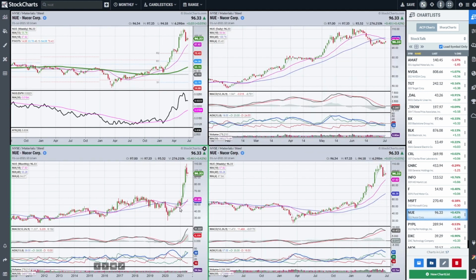Nucor broke out of this and made a monster move, but we've gotten a pretty big reversal here on the monthly chart with a big red bar reversal. And this is a fairly climactic looking selling action with the big red bar on the weekly. So there really aren't any signs of momentum confirmation, but it was sort of climactic in the way that it played out. I expect this to spend a few months in a corrective process and take a little bit more time.